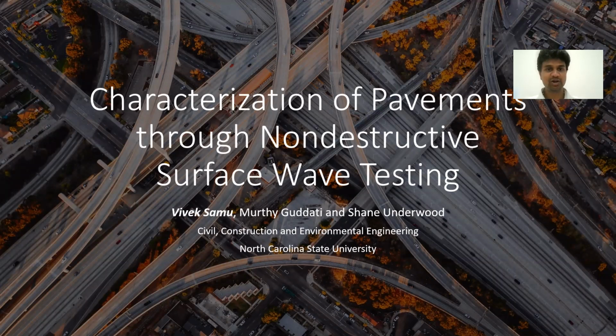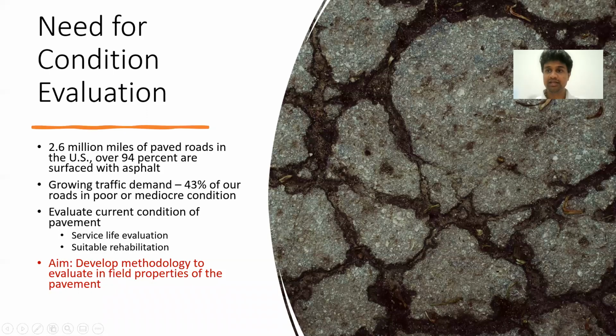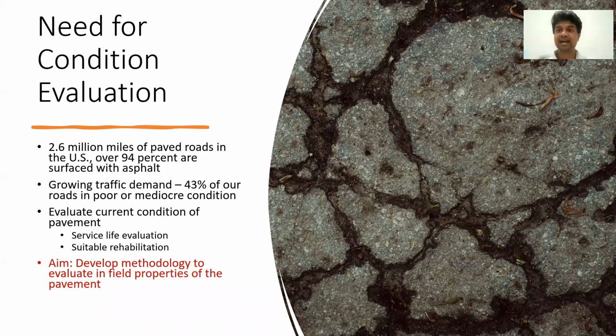Welcome to my presentation on characterization of pavements through non-destructive surface wave testing. Did you know that the United States has the largest road network in the entire world? Needless to say, roads are critical for the transportation of goods and people, and proper maintenance of roads is critical for the country's economy. There are more than 2.6 million miles of paved roads in the United States, and over 94% of them are surfaced with asphalt.